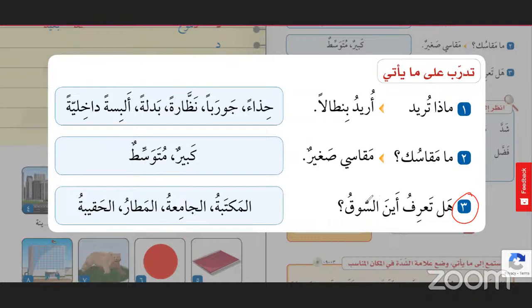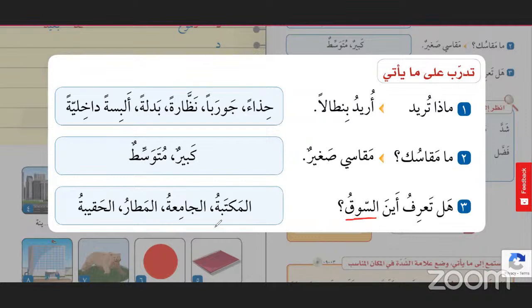Hal ta'rifu ayna as-souq? That would be incorrect. This is what I just explained. Hal ta'rifu ayna as-souq? Souq, sorry. Yeah, you have waw, the alphabet before it doesn't have a sign on top. So you would put dhamma on top of it. Hal ta'rifu ayna as-souq? So how do you hear about this market? Hal ta'rifu, do you know where the market is?